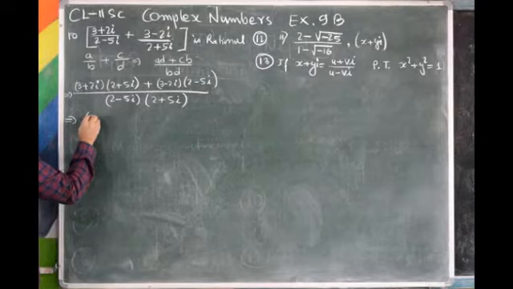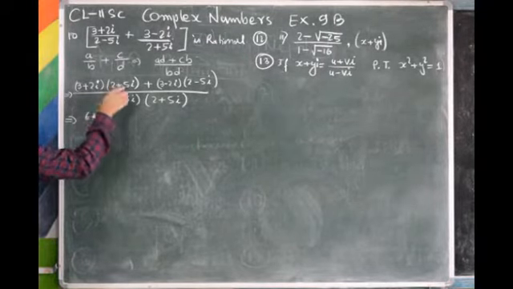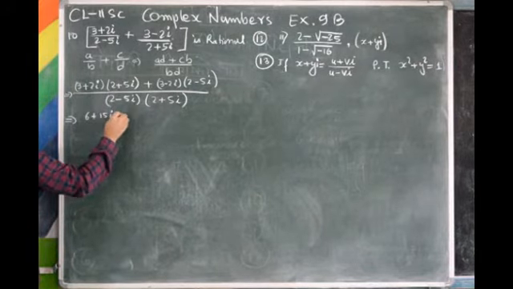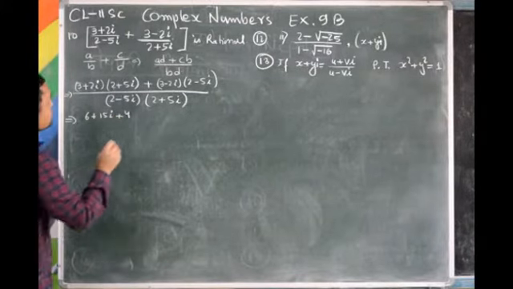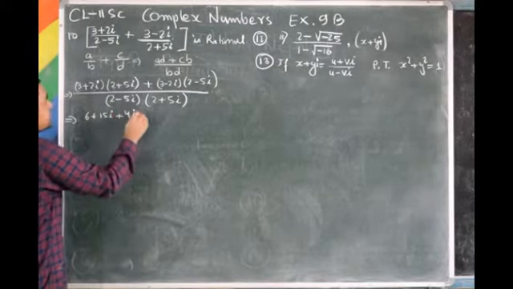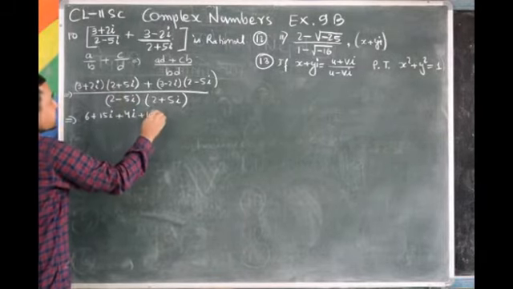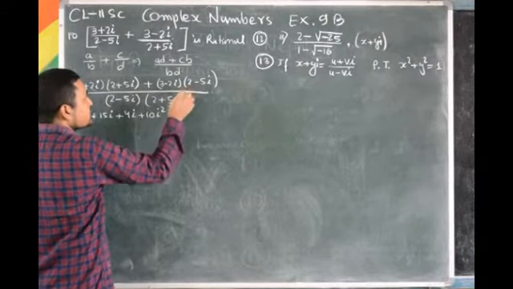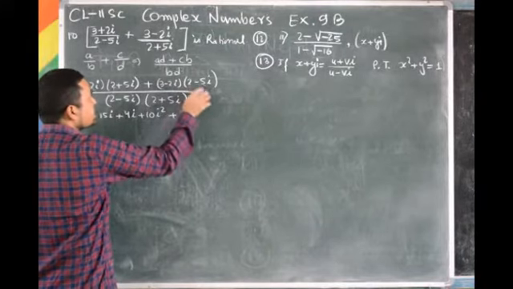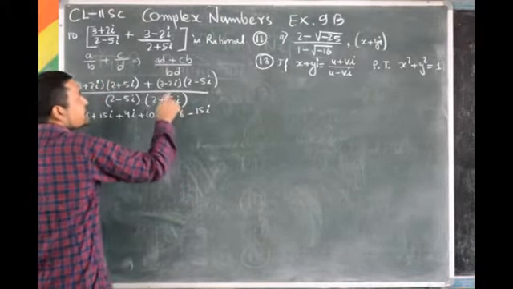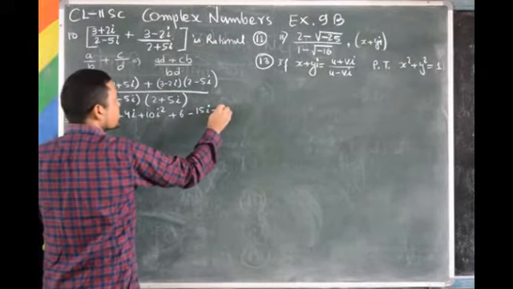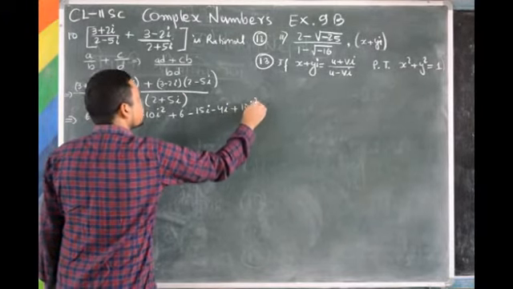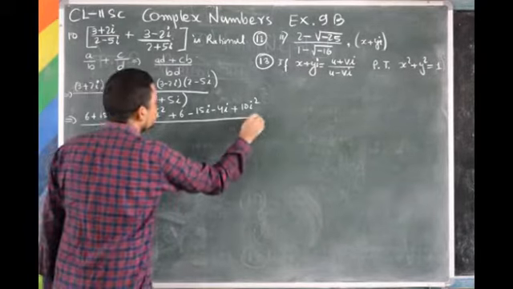2 3 is 6, plus 3 5 is 15i. Then take these 2 and multiply to both: plus 2 4 is 4i, and 2 5 is 10i square. Similarly multiply here: 3 2 is 6, minus 3 5 is 15i, and take these 2i and multiply to both: minus 4i plus 10i square. Now divided by the denominator.